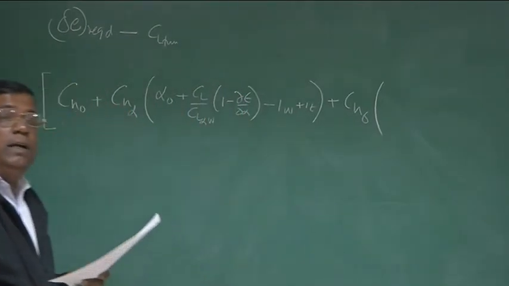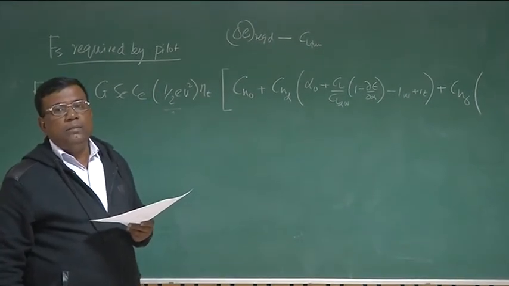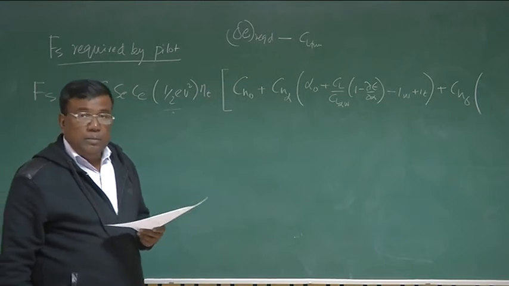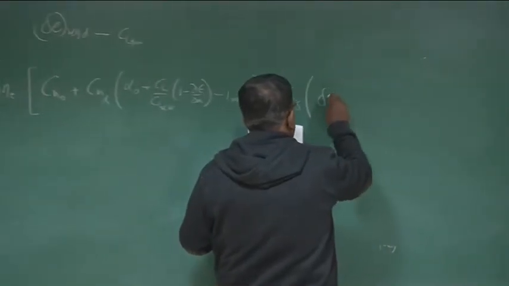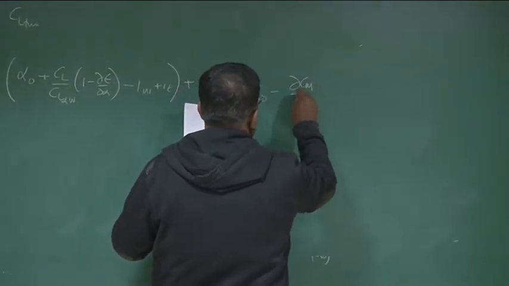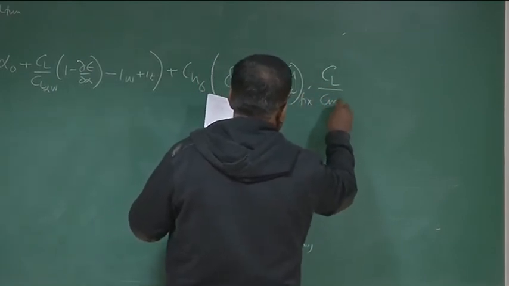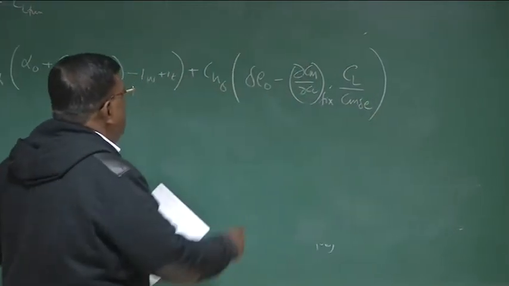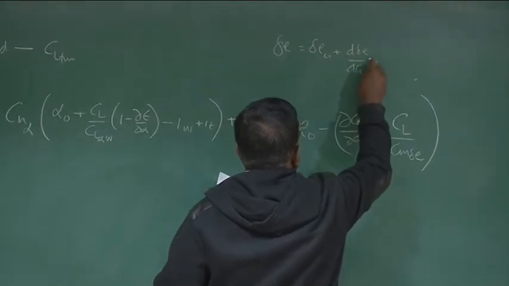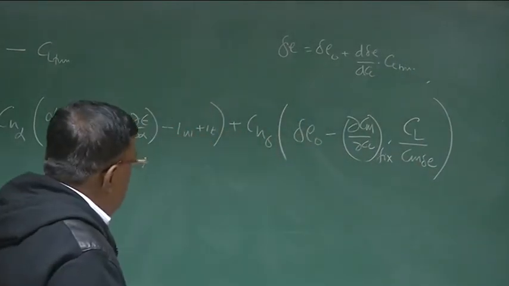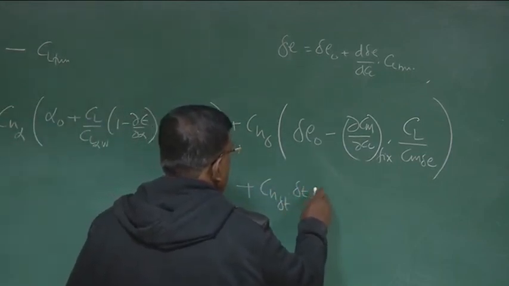And what is that delta required? We know delta required will always be dictated by delta E equal to delta E naught plus d delta E by dCL into CL trim, and d delta E by dCL will come from dCm by dCL fix. So we will write it as delta E naught minus dCm by dCL fix into CL trim divided by Cm delta E. This expression you know, that delta E equal to delta E naught plus d delta E by dCL trim into CL trim. This you know. So that is the same thing I have put here, and now we have to put the other term, that is CH delta T into delta T because of tab.